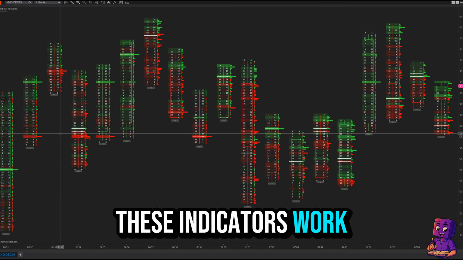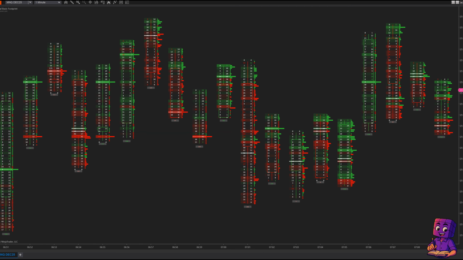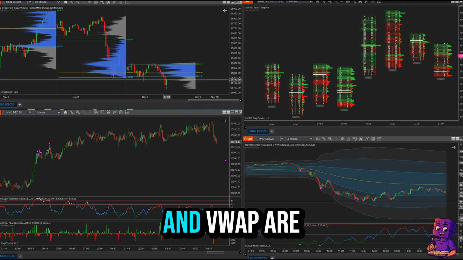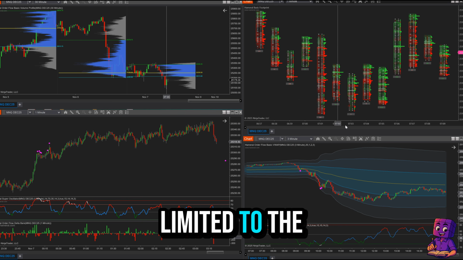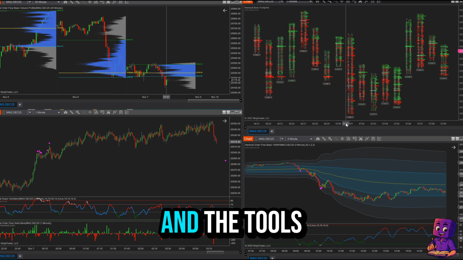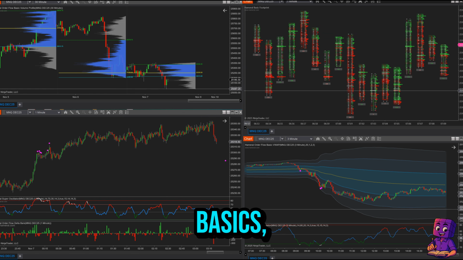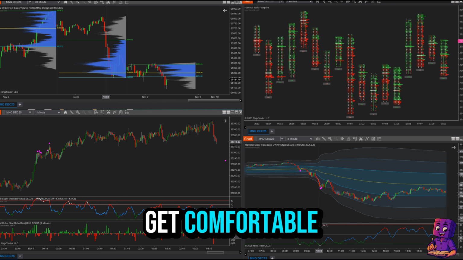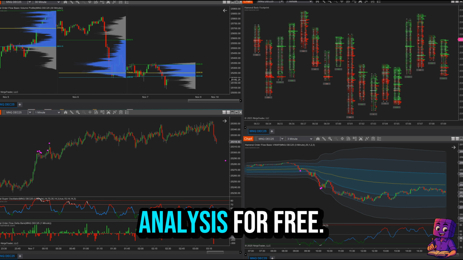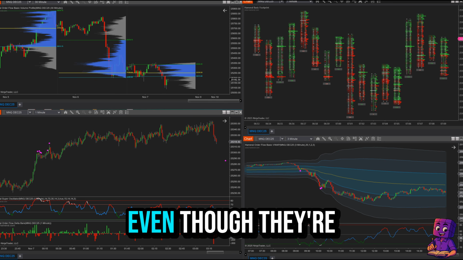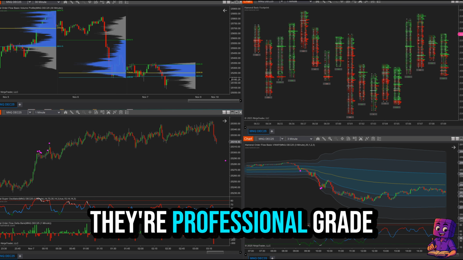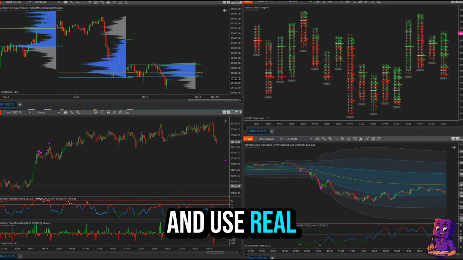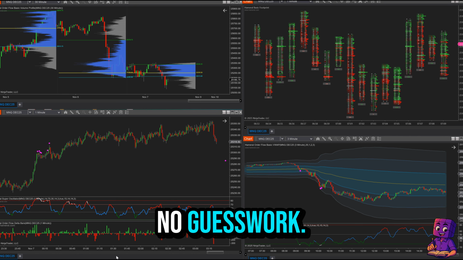These indicators work with level 1 data, while volume profile and VWAP are limited to the ETH session, and the tools focus on the basics. They're perfect if you're a beginner who wants to get comfortable with order flow analysis for free. Even though they're free, they're professional grade and use real market data, no guesswork.